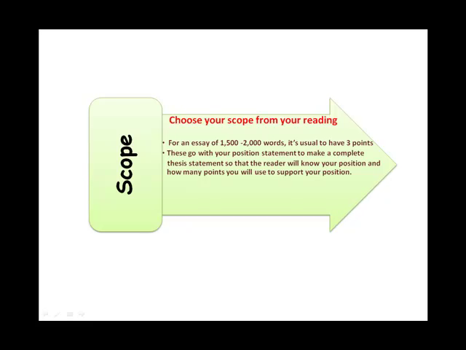Now, once you've made it clear whether you agree or disagree, in other words, once you've made your position clear, that isn't enough. You're going to have to support your position with information from your reading and research. And usually you try to select at least 3 main points to support your position. So for an essay of 1,500 to 2,000 words, as I've just said, you'll need 3 points. Okay, these go with your position statement. So together with your position statement and the 3 scope points, you're going to have a thesis statement, which we'll come on to shortly.